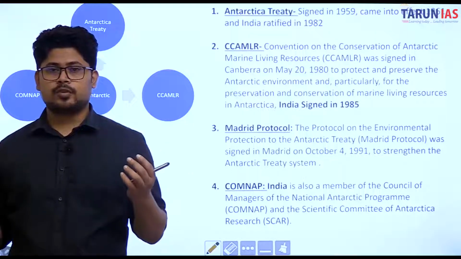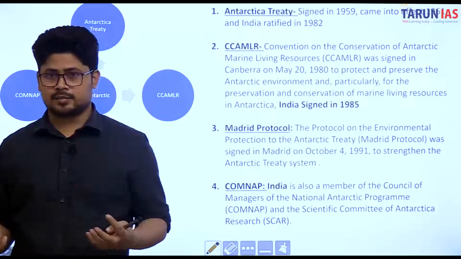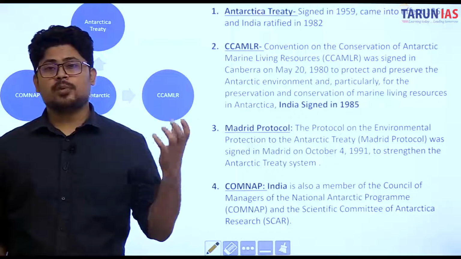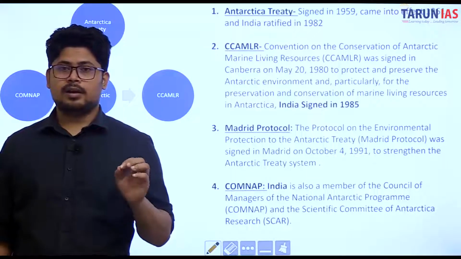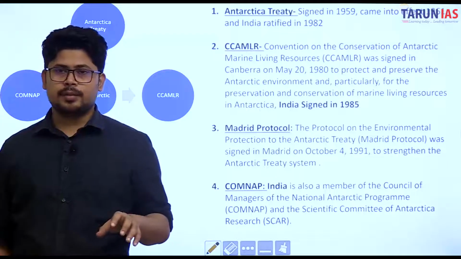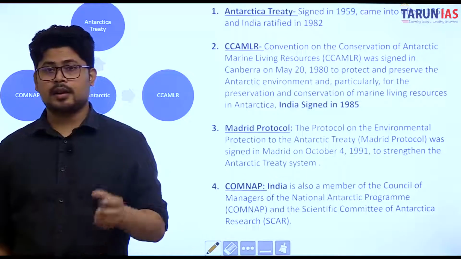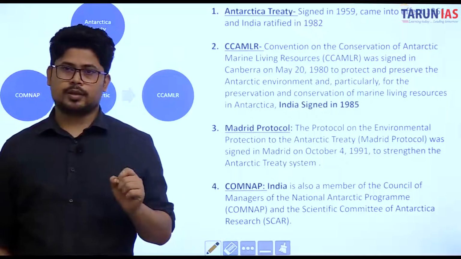It should only be used for research purposes and scientific exploration at max. It also mandates that any kind of permanent structure cannot be built in Antarctica. Any structure that is built, when the purpose is over, has to be dismantled and taken out of Antarctica, every brick.